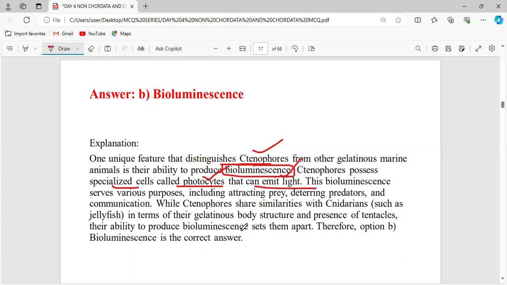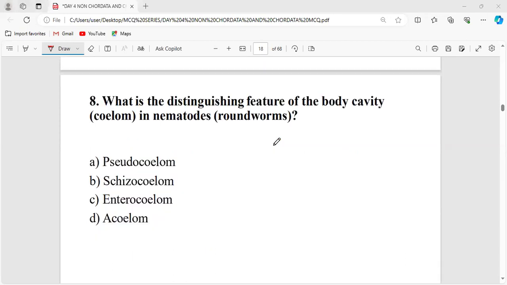And what is the purpose of this bioluminescence? It acts for different purposes, including attracting prey, deterring predators, and it also acts as communication. This is how they are distinguished from other organisms.